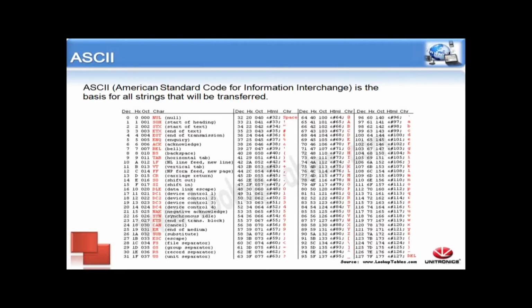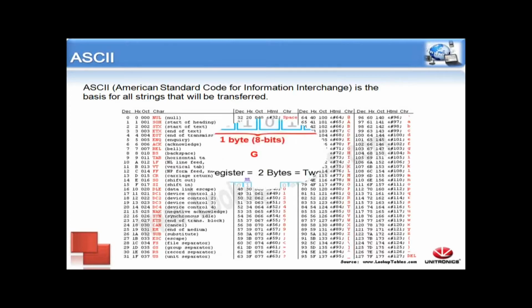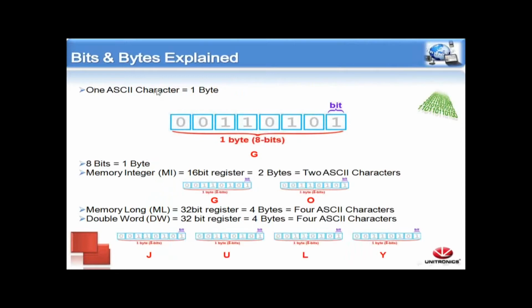So we'll come back to this map, but let's take a look at the next slide. One ASCII character is 1 byte. If we remember how big a memory integer is, 2 bytes, we're going to store 2 ASCII characters per memory integer. We can also store ASCII strings in memory longs or in double words. You see on the bottom here there would be 4 bytes, so we can store 4 characters per memory long.